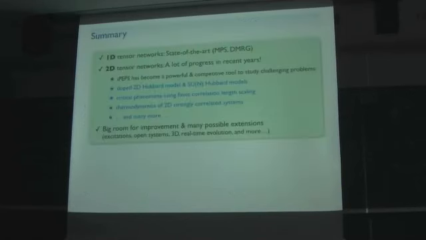Okay, and with this, I would like to summarize. So I guess everyone agrees that 1D tensor networks have been the state of the art for many decades. Two-dimensional tensor networks are more challenging, but there has really been a lot of progress in recent years. I think iPEPS and PEPS have really become very powerful tools to study challenging problems. So I showed you just a couple of examples today, but of course there are many more examples here.